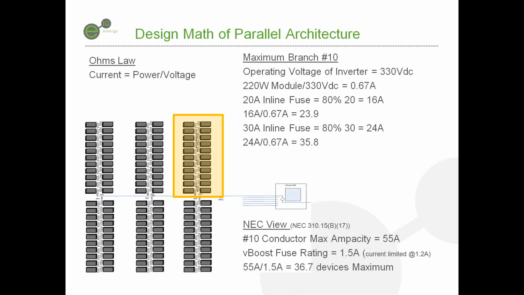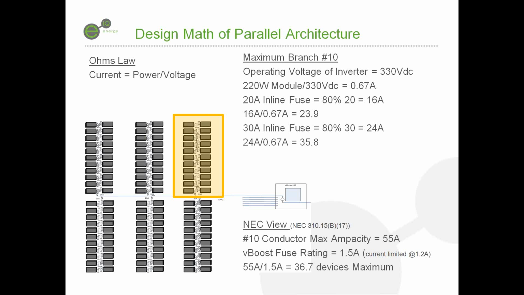So if I have a number 10 conductor, the maximum ampacity of that number 10, before I derate it for anything, is 55 amps. So in its best life, it can handle 55 amps. But we wouldn't want to have to handle that ever, or if at all, for long. But the point being is that each vBoost unit is also fused at 1.5 amps, which means it can never produce more than 1.5 amps onto that bus.